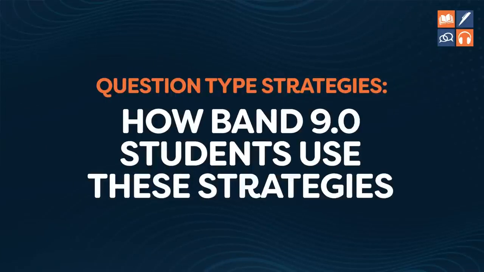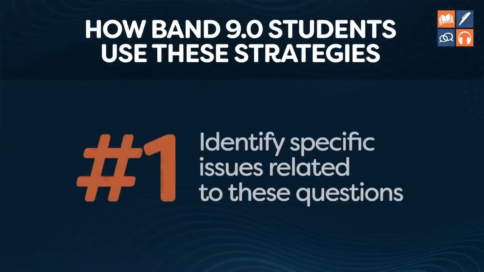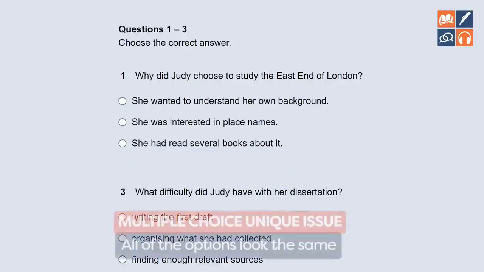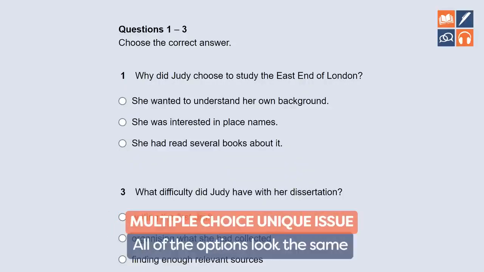So number one, what they think about is, what are the unique problems? What are the specific issues that are related to these questions? So for multiple choice, for example, one of the issues is that all of the options look the same or they look similar. That is a unique problem. You need to be aware of that so that on test day, when you see it, you'll be able to conquer that problem. You'll be able to solve that problem.